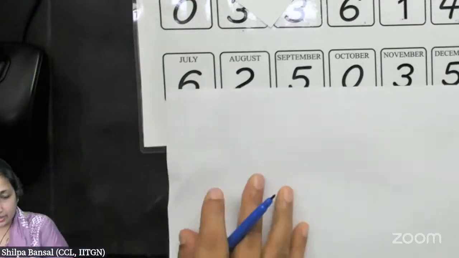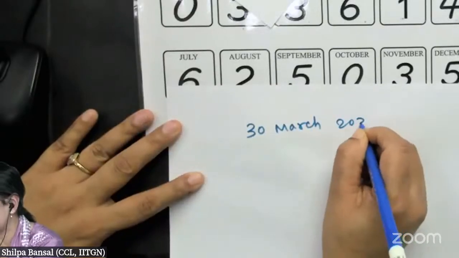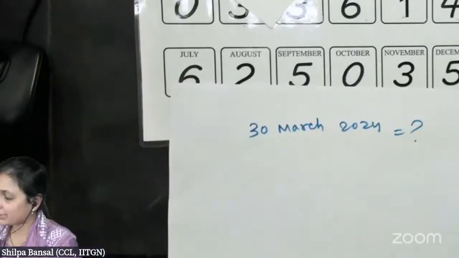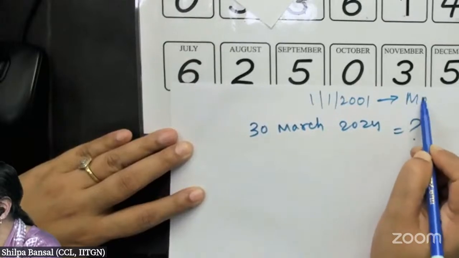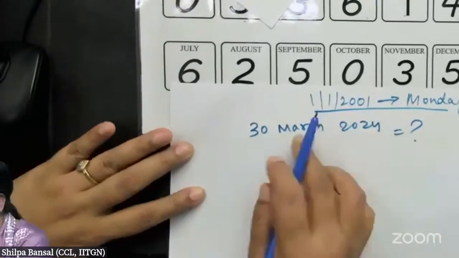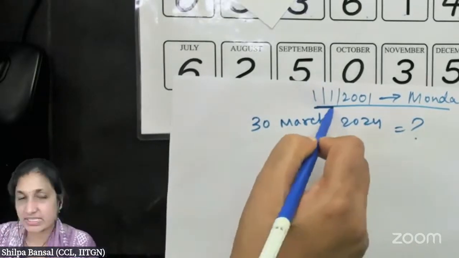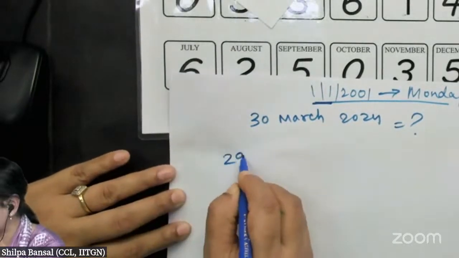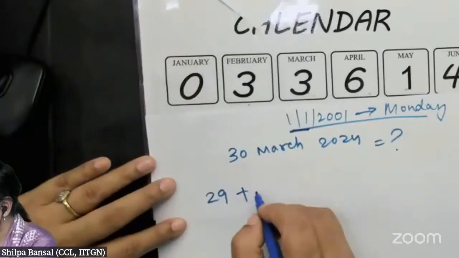March I have. March 2024. I want to calculate 30 March 2024. So let's calculate. I have that calendar, so I can cross check if it is correct or not. So I know 1/1/2001 is Monday. You can choose anything. If you know today's date also, you can go. But here I know it is very easy to remember. That's why I'm using this date. Otherwise, you can use anything. So subtract 1 from the date. Use the code of March. March code is 3. So use 3.